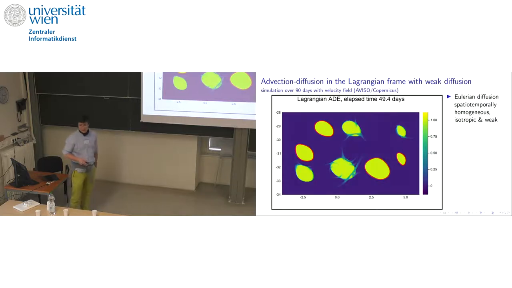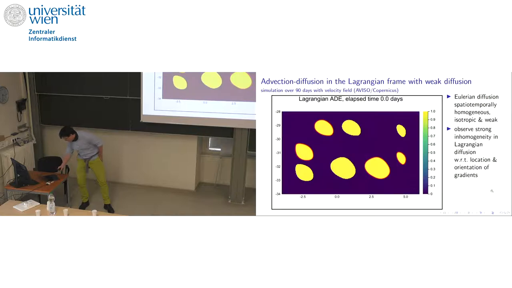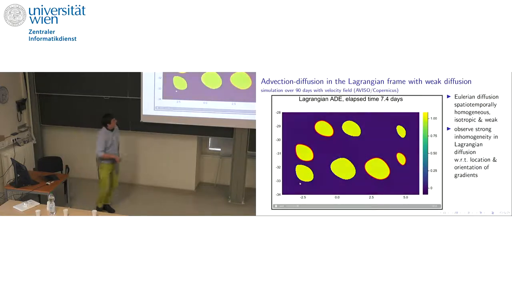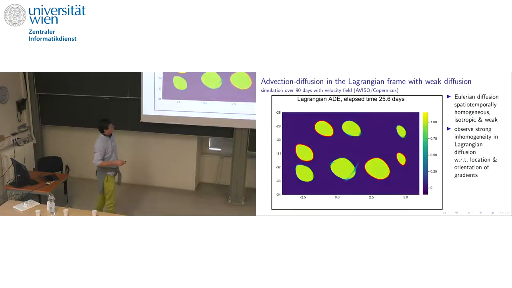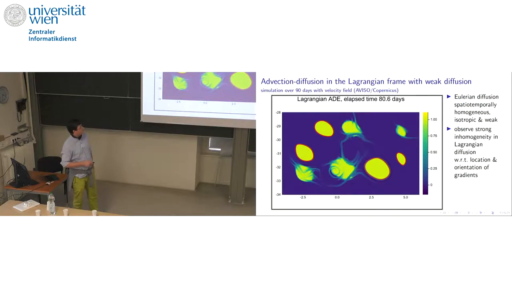So as we've discussed this morning already, there are a couple of initial conditions here, a couple of blobs. Then copies of them shifted arbitrarily. Then I launched the advection diffusion process, and then I see, let's run this again. So what we observe is a very strong inhomogeneity in the Lagrangian diffusion. It's a time-dependent diffusion. It's clearly anisotropic.